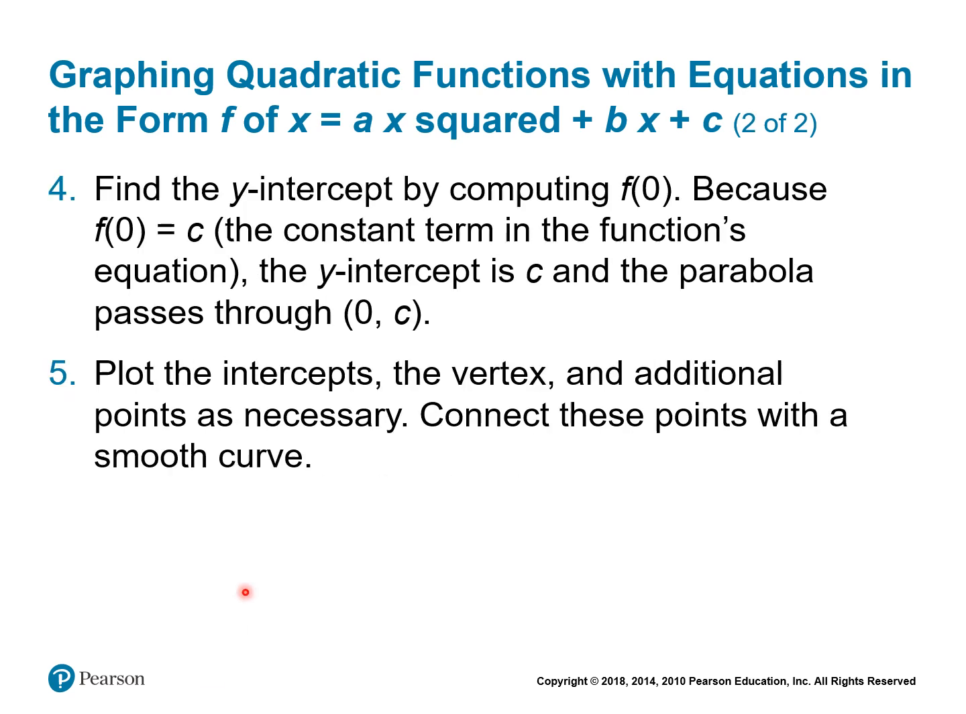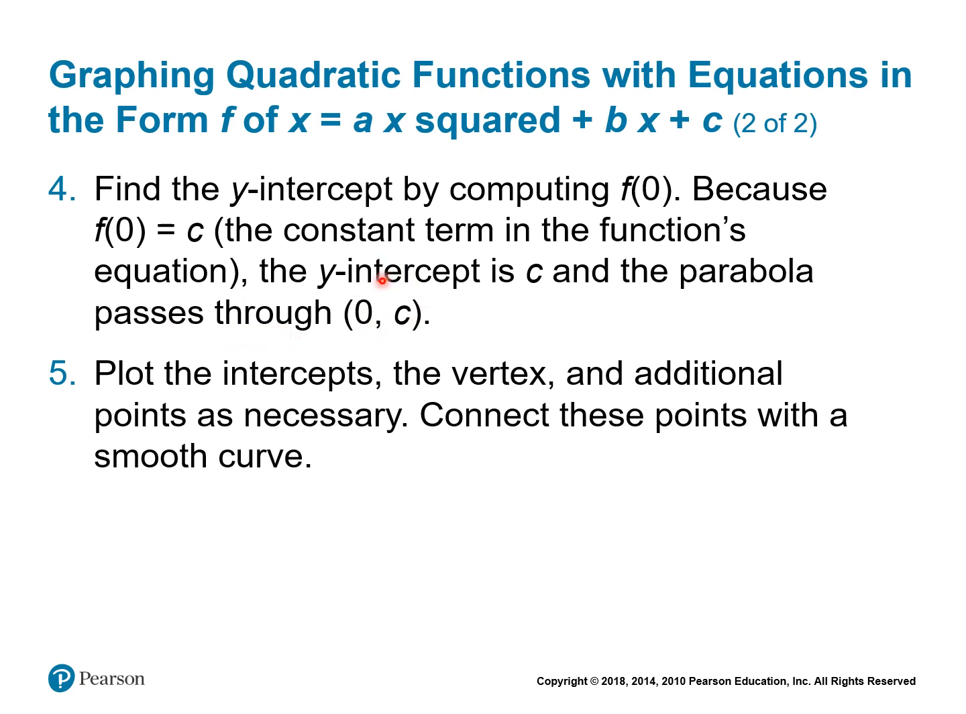And then in step 4, we are going to find the y-intercept by plugging in 0 for x, because any point on the y-axis will have an x coordinate of 0. So all we do is plug 0 into the function and evaluate the expression. Because f of 0 equals c, the constant term in the function's equation, the y-intercept is c and the parabola passes through 0, comma c.